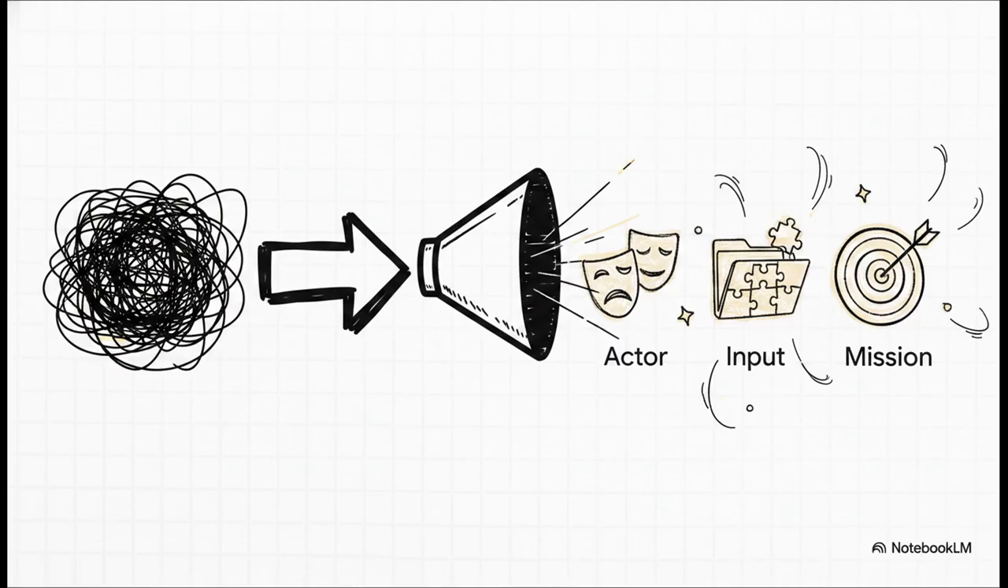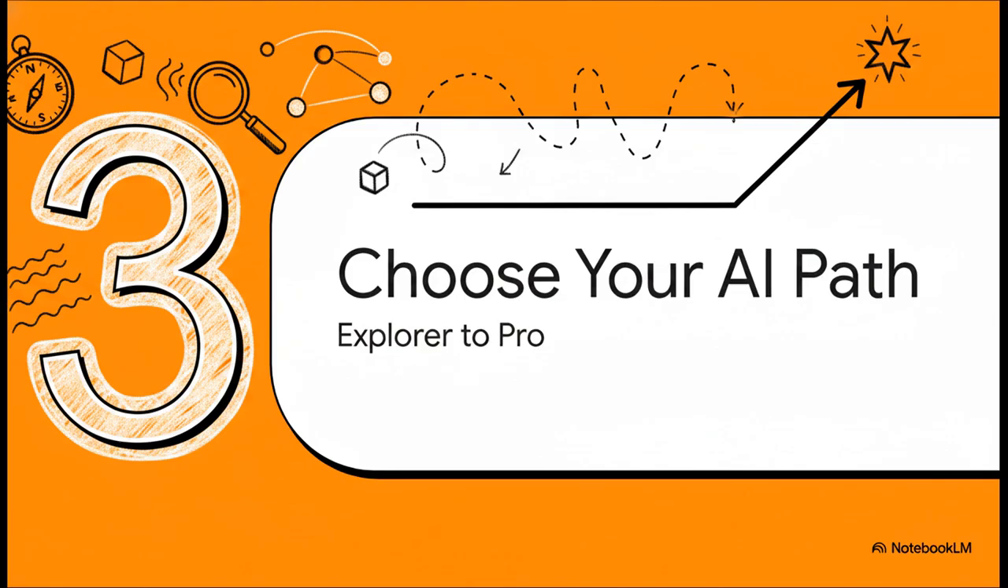Then, the input. You give it all your context, like your current job, your years of experience, all that good stuff. Finally, the mission. You state exactly what you want it to do, like conduct a mock interview and give you harsh feedback. Transforming your prompts this way will drastically improve the output you get from literally any tool. Next up, Section 3. Choose your AI path, going from Explorer to Pro.